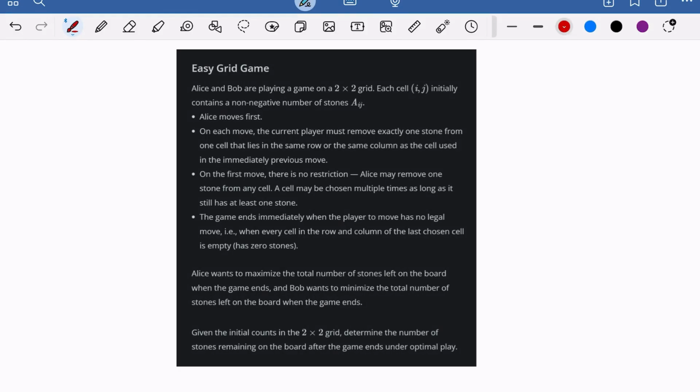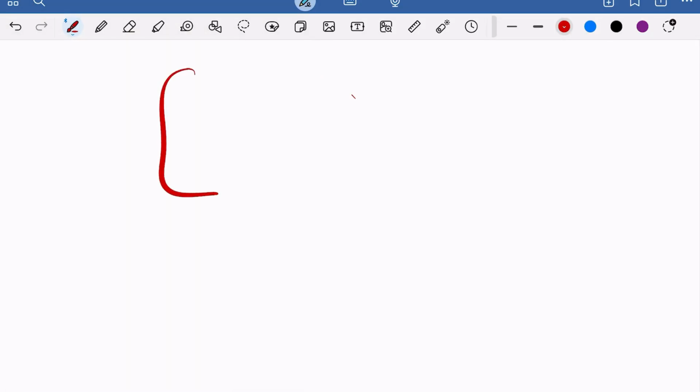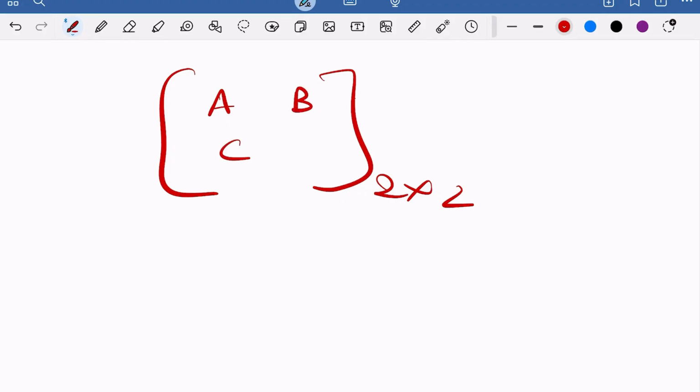Hi students, now we are going to discuss a question given in the Codechef contest, Starters 209. The question name is Easy Grid Game. The question states that we are given a grid of size 2 by 2 containing non-negative elements. Let's say those cells are A, B, C and D.